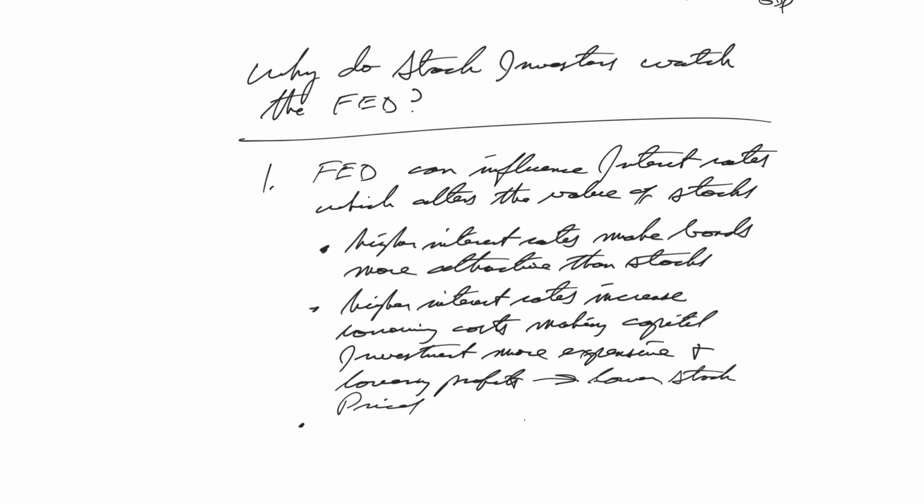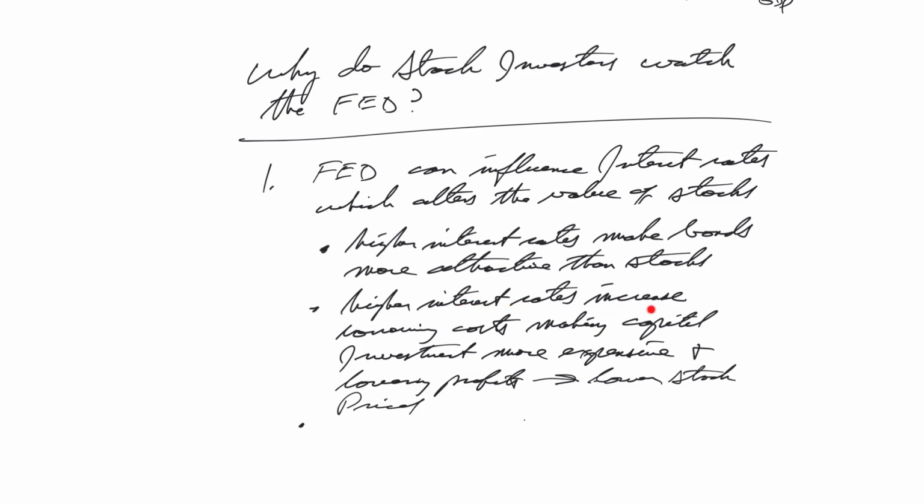We talked about why the Federal Reserve Bank watches the stock market closely. Now we'll talk about why stock investors watch the Federal Reserve Bank closely. Well, as we've seen, the Federal Reserve can influence interest rates. And a change in interest rates can change the value of stocks. And here's how. First of all, higher interest rates make bonds more attractive than stocks. If interest rates go up, you're going to be thinking, wow, I can get some good high interest on that bond. I'll sell some of my stocks and buy that bond. Stock prices fall as people buy more bonds.